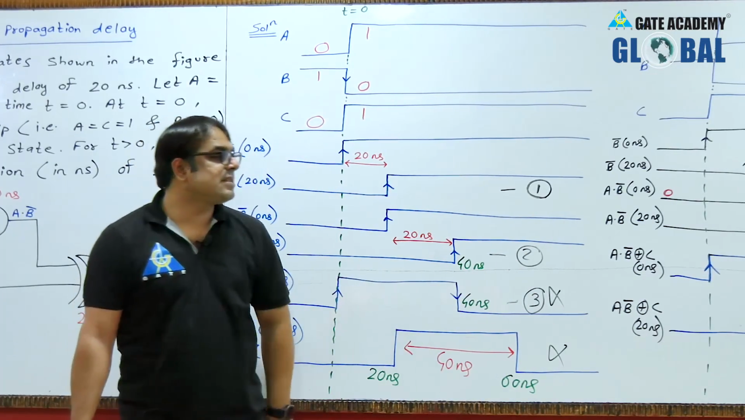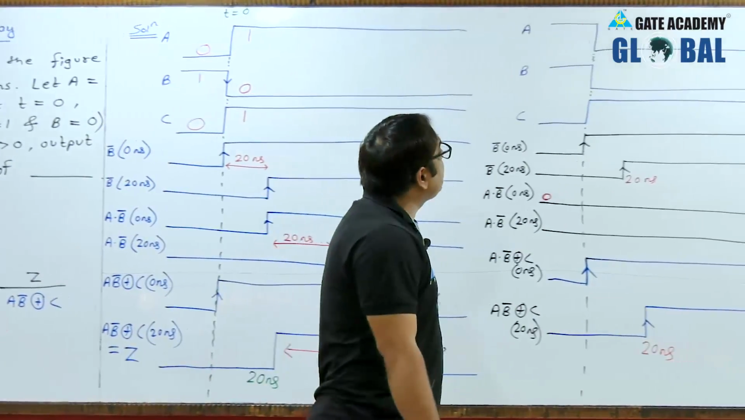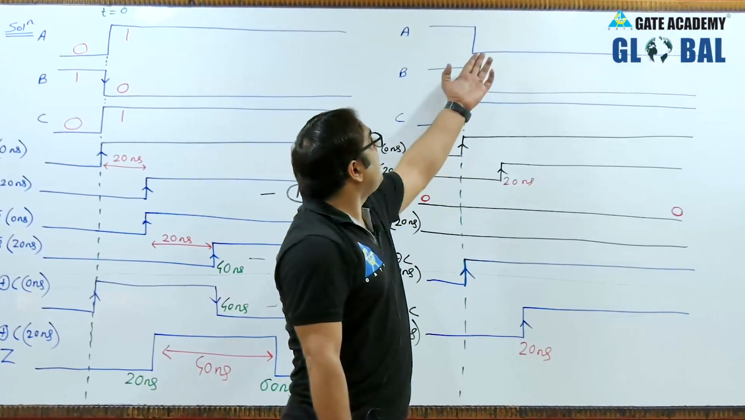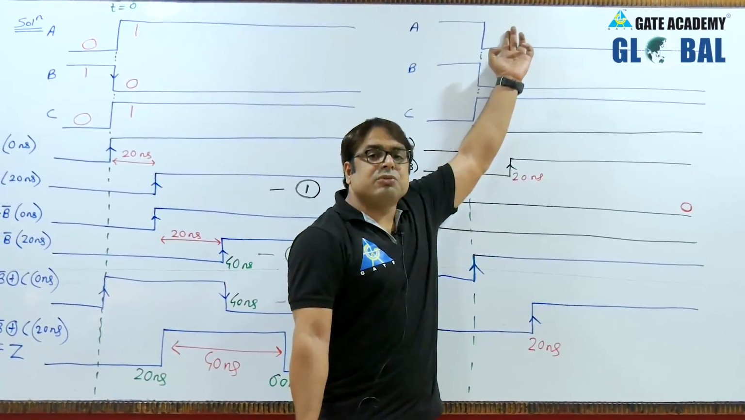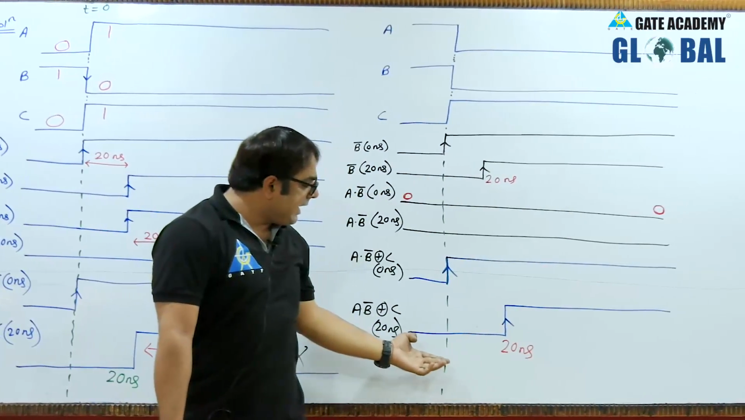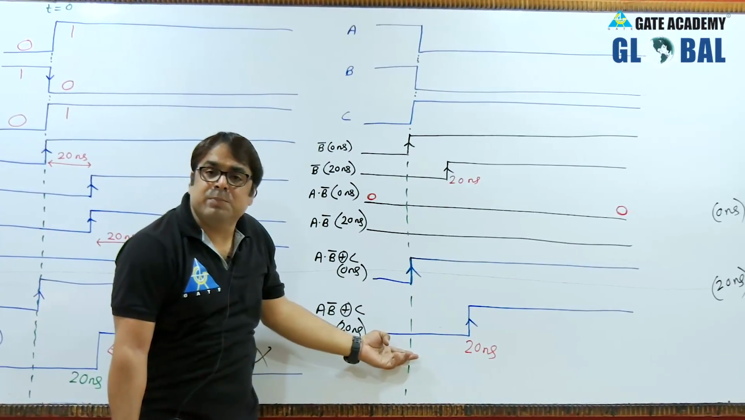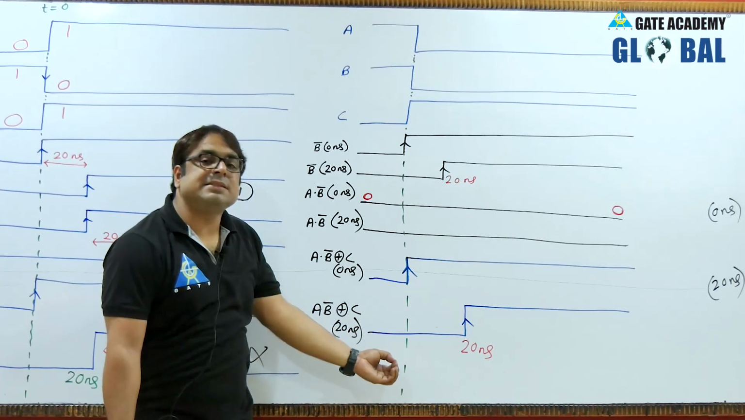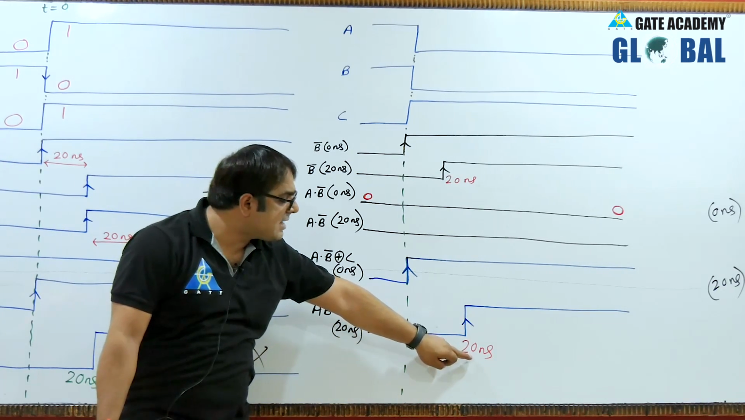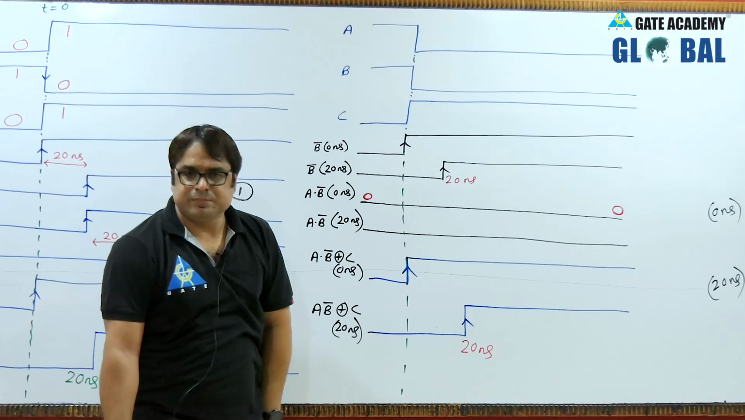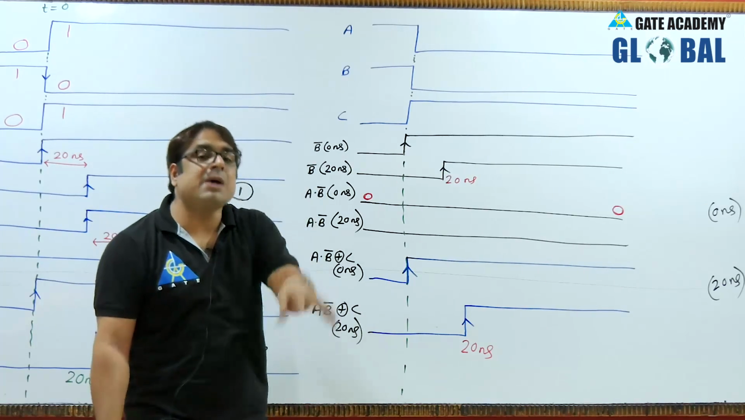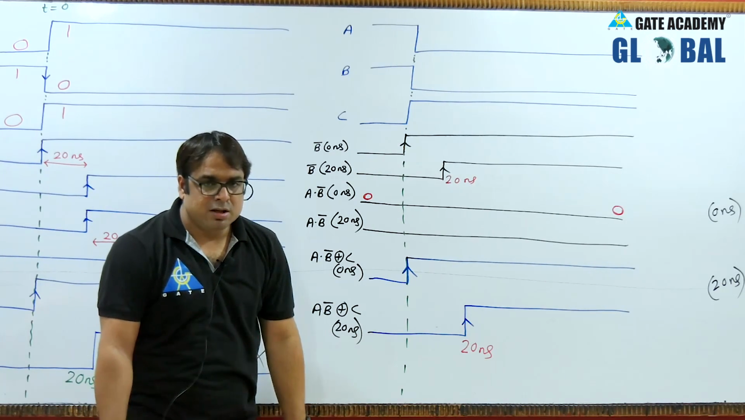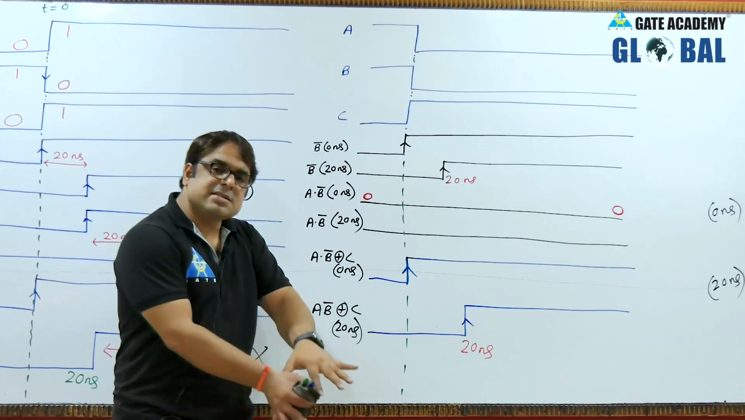But what is the interesting fact here? The interesting fact is, if I make a change in one of the inputs, now tell me after what time the output is being stabilized. It is clear that the output is stabilized only after 20 nanoseconds. That means for some input condition, the delay is less than 60 nanoseconds.